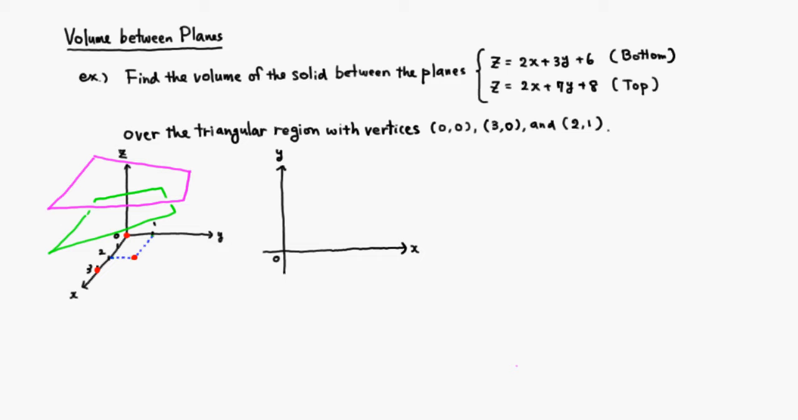Let's just set up the integral for this volume, and evaluating the integral shouldn't be too difficult. So we have three vertices, (0, 0), (3, 0), and (2, 1). I'm going to draw a triangle here, the triangular region we're talking about. Then you have two planes. I drew random planes like that, where the green one is the bottom one, and the purple one is the top one.